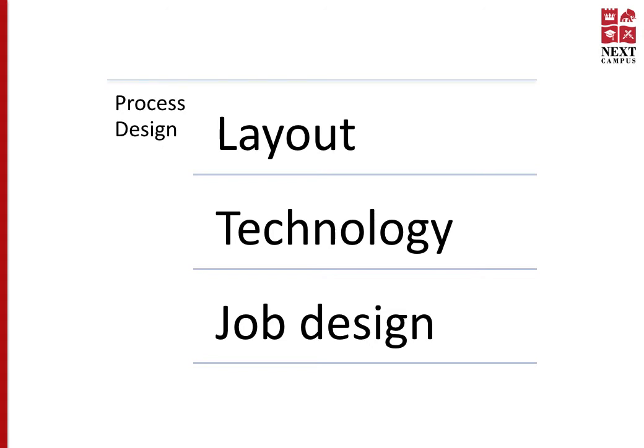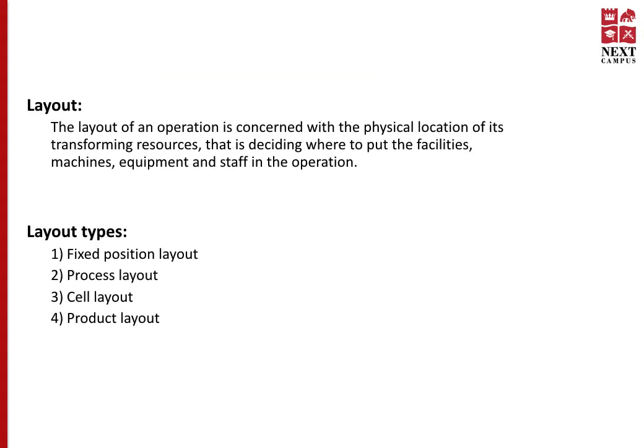Now let's look at layout technology and job design. What are layouts? The layout of an operation is concerned with the physical location of its transforming resources. That is deciding where to put the facilities, machines, equipment, and staff in the operation. There are 4 layout types available: fixed position layout, process layout, cell layout, and product layout.